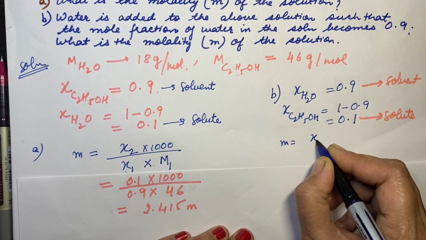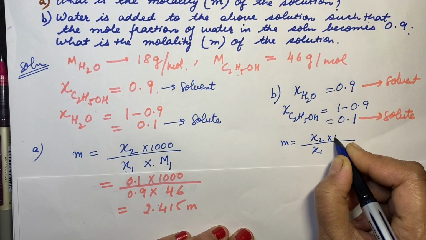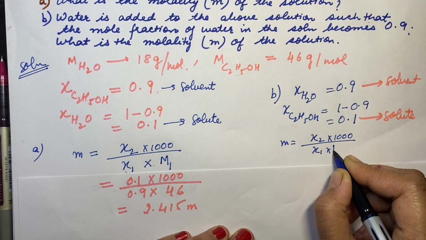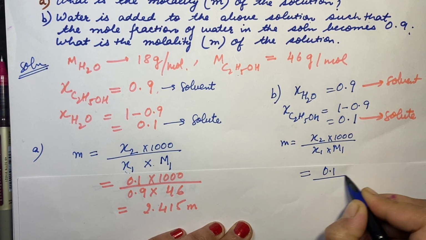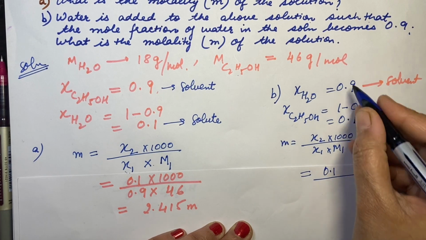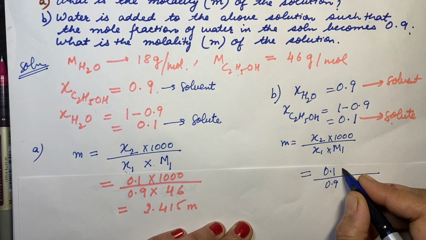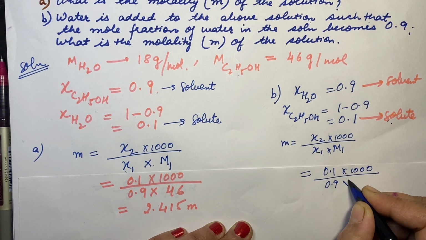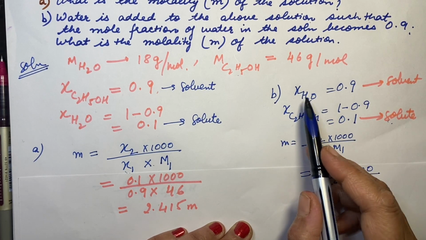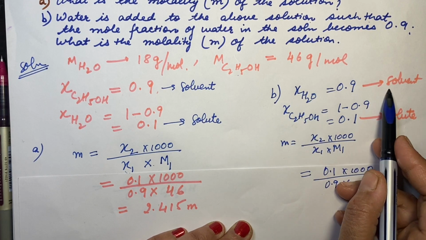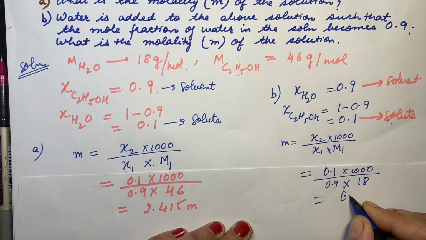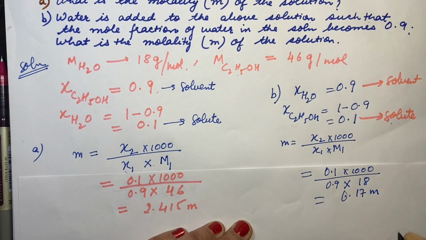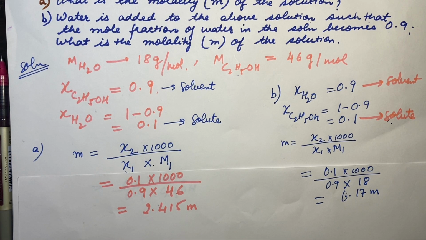Molality is equal to x2 by x1 multiplied by 1000 into M1. Now x2 is 0.1, x1 is 0.9, multiply by 1000, multiply by M1. Now M1 is the molar mass of the solvent, which is water in this case. When you solve it down, it comes out to be 6.17 molal. So you always keep in mind the note I have already told you.